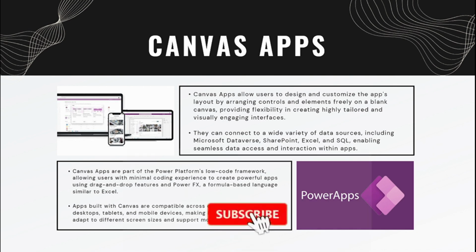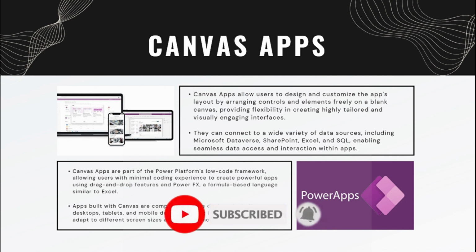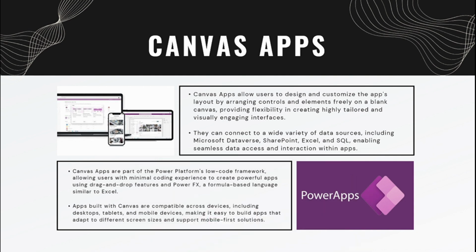The next one is related to the data sources. As we know, there are a lot of data sources, such as Microsoft Dataverse, SharePoint, Excel, SQL, and many more. The third point is Canvas apps are a part of the Power Platform low-code framework, allowing users with minimal code experience to create powerful apps using drag and drop features and Power Fx, which is a kind of Excel formulas. The fourth point is apps built in Canvas are compatible across devices including desktop, tablet, or mobile devices, making it easy to build apps that adapt to different screen sizes and support mobile-first solutions.